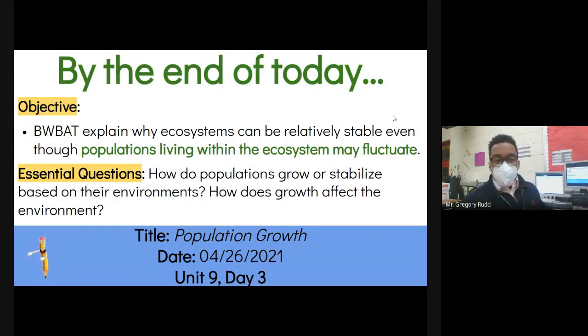All right, that's better. So we've got 2 essential questions that I just came up with off the top of my head. Number 1, how do populations grow or stabilize based on their environments? And the second one is, how does growth affect the environment? So we've kind of got 2 things going on here. We've got the environment having an impact on the growth of the population, but we also have the growth of the population having an impact on the environment.